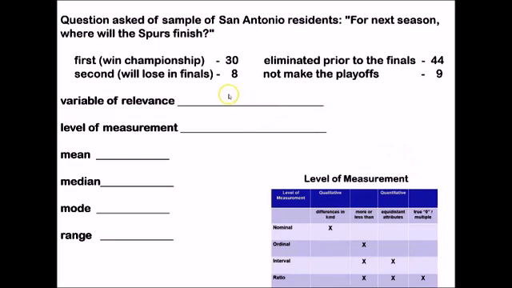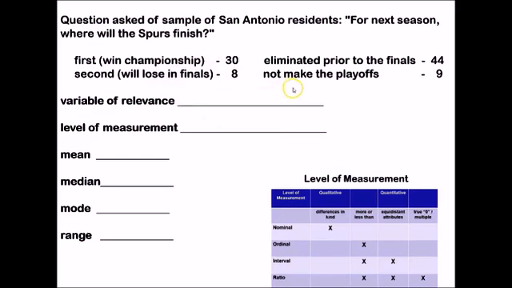I think you can probably see that whenever we talk about such things as place or position, we see an order here, right? The best one can hope for is to win the championship, if not the championship, coming in second, or maybe being eliminated somewhere in the playoffs before the finals. And of course, the last category would be not make the playoffs at all. So there is an ordinality here.